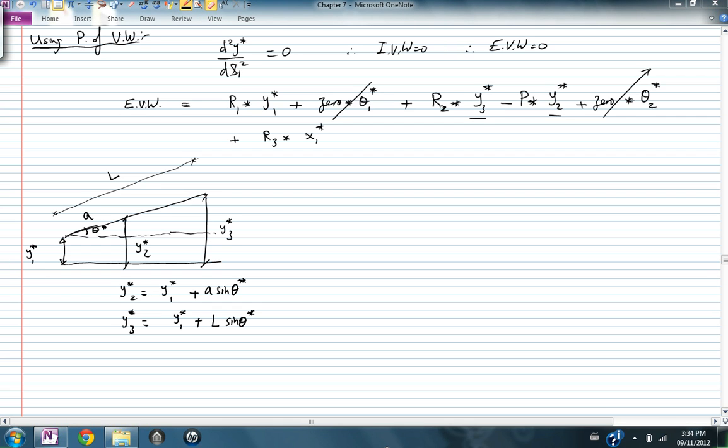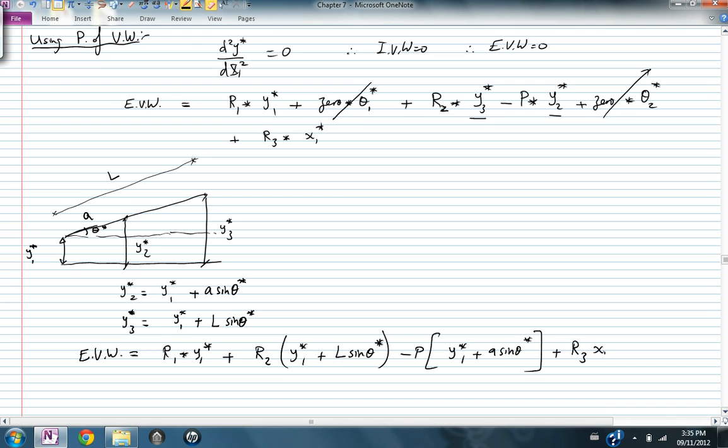Okay, so I'm going to apply all this into the external virtual work equation. The external virtual work equation will then look like this. R1 multiplied by y1 star plus R2 multiplied by (y1 star plus L sine theta star) minus P multiplied by y2 star, which is (y star 1 plus A sine theta star) plus R3 x1 star. And we know that this is equal to 0.